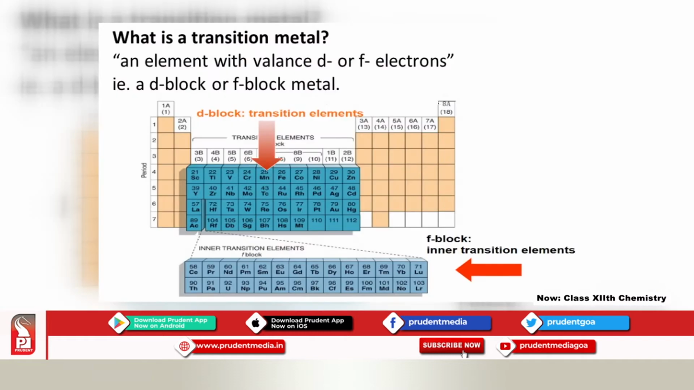Between s and p, about 10 groups, we find the d block elements. Below that, there are 2 series of elements, called inner transition elements or f block elements. The s block element is called so because the valence electron occupies the s subshell. The same is the case with the p block element, where the electron enters the p subshell. In the d block element, the electrons enter the d subshell, so they are called d block elements, and then the f block elements.